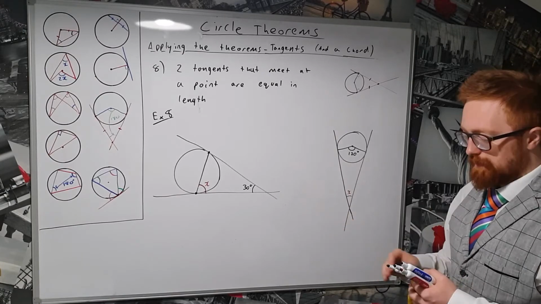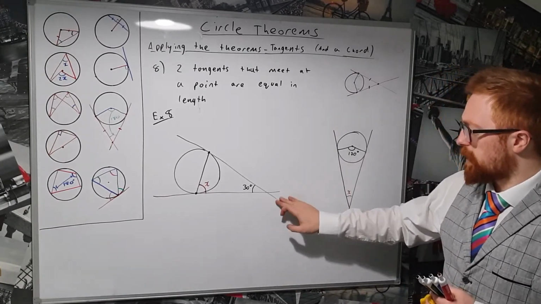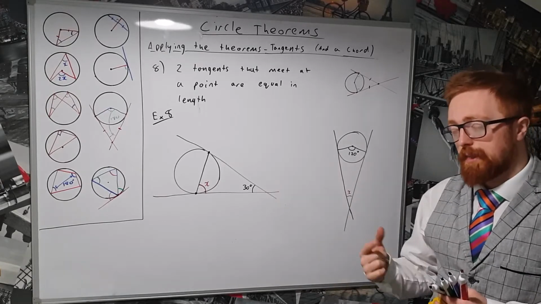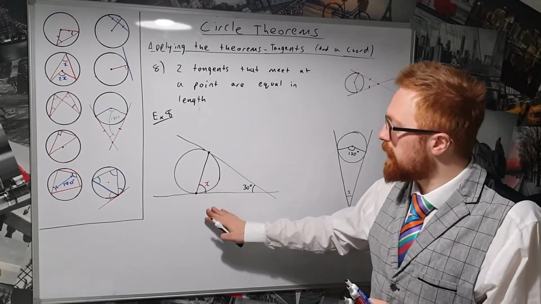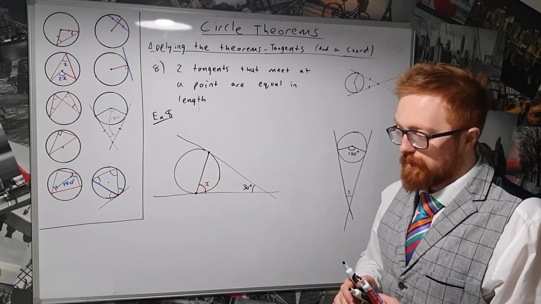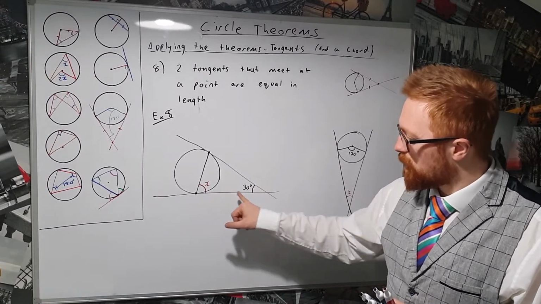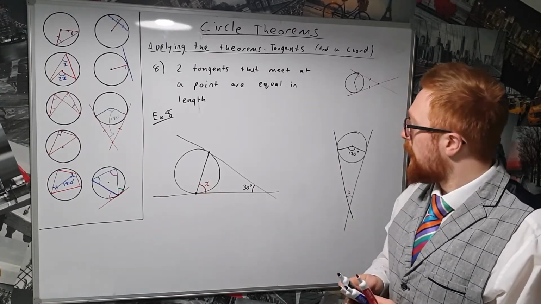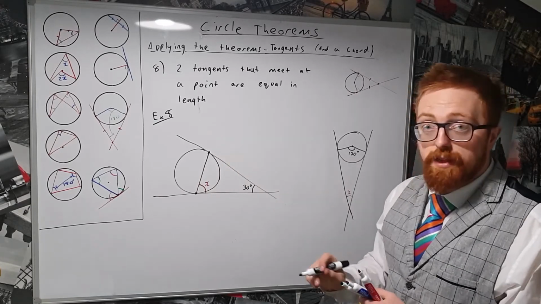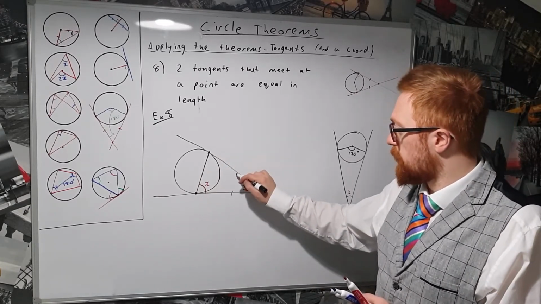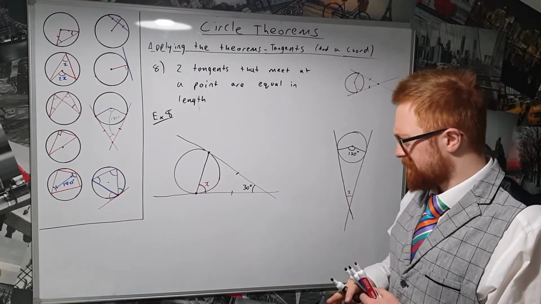So let's have a look at some examples of this in context. Again, if you think you can have a go at these before I go through them, feel free to pause and then pick up once you've finished. Okay, so here we're asked to find this angle here, and all we're given is this angle over here, so it feels quite far away from this angle until we spot that these are two tangents, and so these two segments must be equal in length, which means we've got an isosceles triangle.